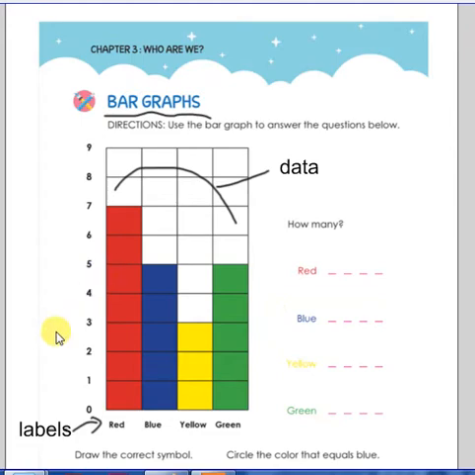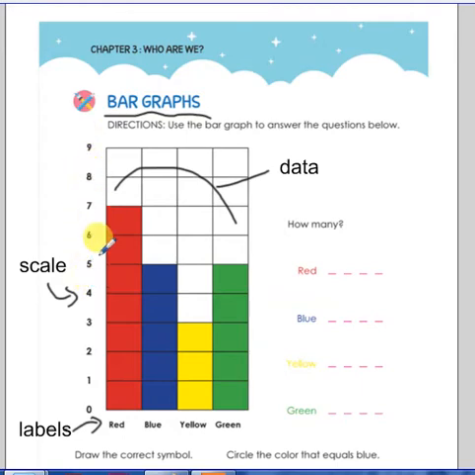Number 3 is called scale. What's the meaning of scale? Scale is like a ruler. Like this. Begin from 0, 1, 2, 3, 4, 5, 6, 7, 8, 9. This is called scale.